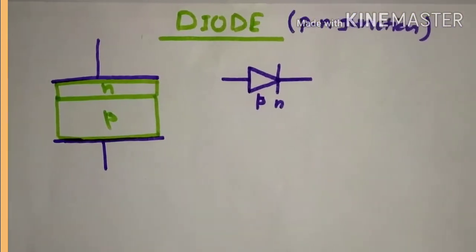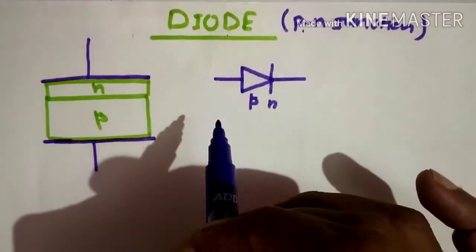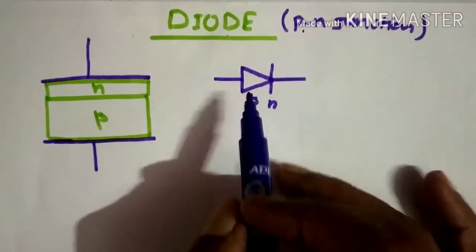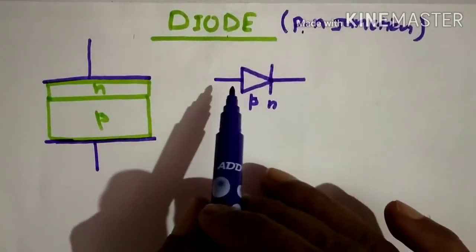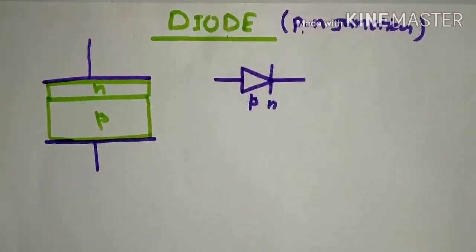In this video, we will study about PN junction diode. What is a PN junction diode? PN junction diode is a semiconductor device which is used to pass the current in a single direction.